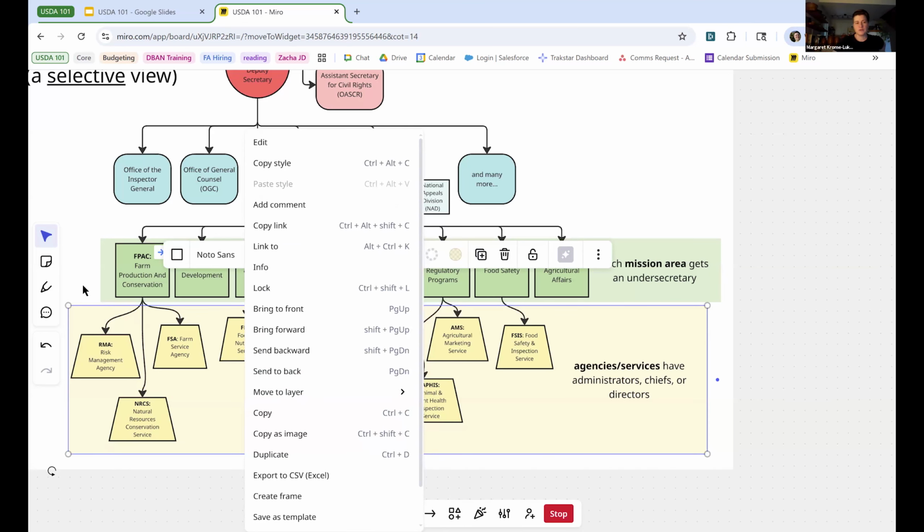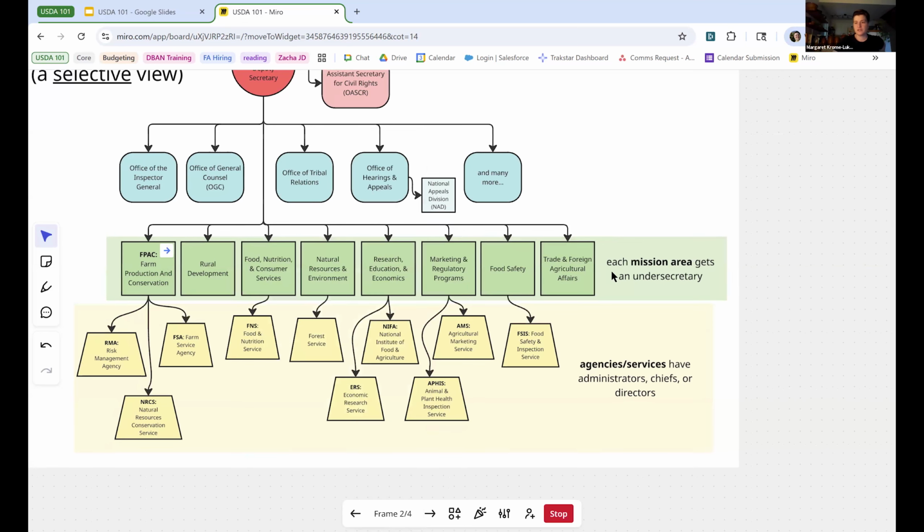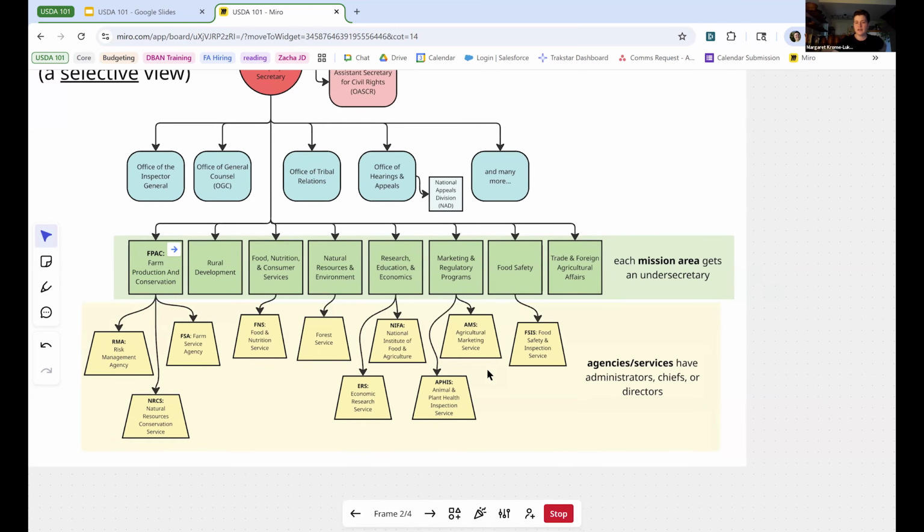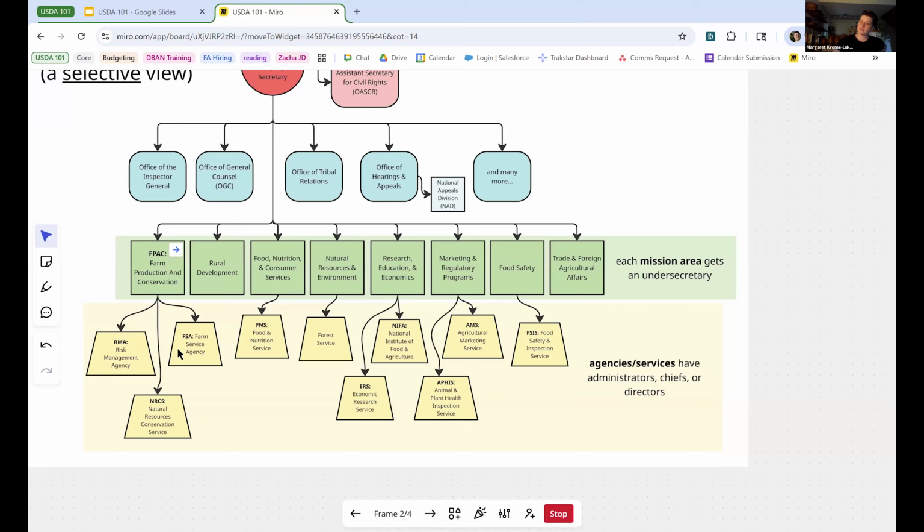Also worth noting that the mission areas are led by undersecretaries. Agencies or services here, the people in charge are called administrators or sometimes chiefs if it's an NRCS, or directors. So if you see administrator of Farm Service Agency, that is the person in charge of Farm Service Agency.